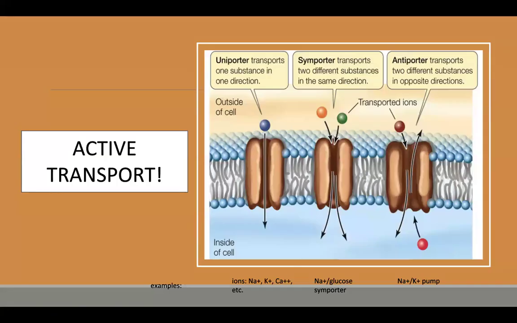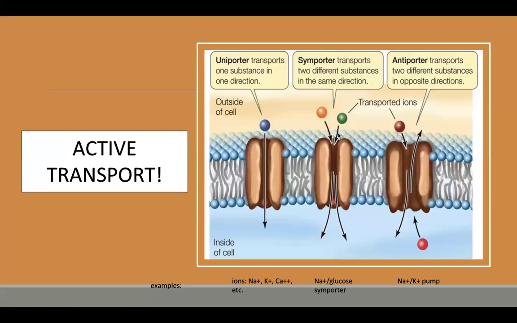Now we're going to talk about active transport. Active transport requires energy, usually ATP, and then ions are moved against their concentration gradient. So you have three main active transport proteins. You have a uniporter, which only transports one substance in one direction. Carrier proteins are a form of facilitated diffusion. So uniporters transport ions specifically in one direction.